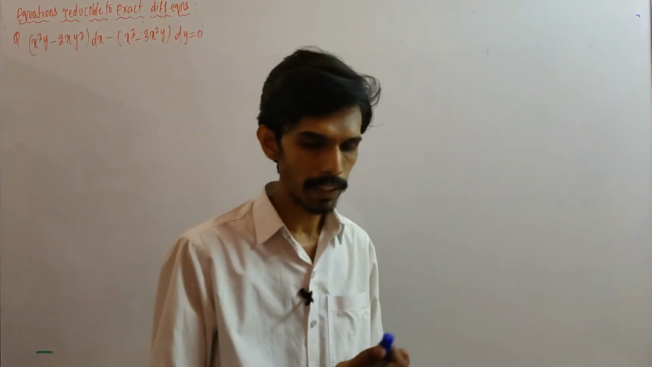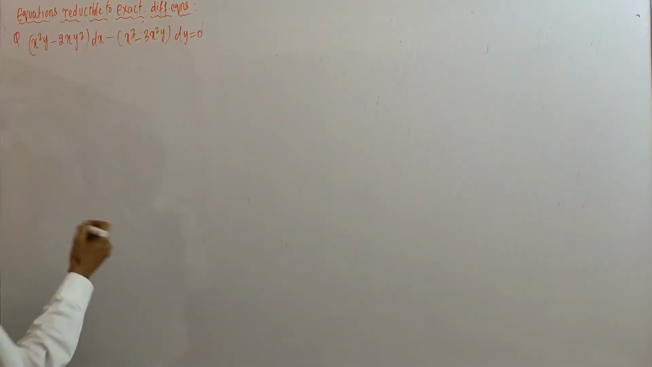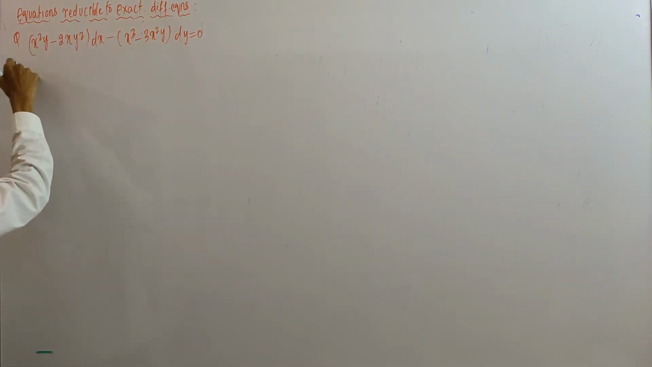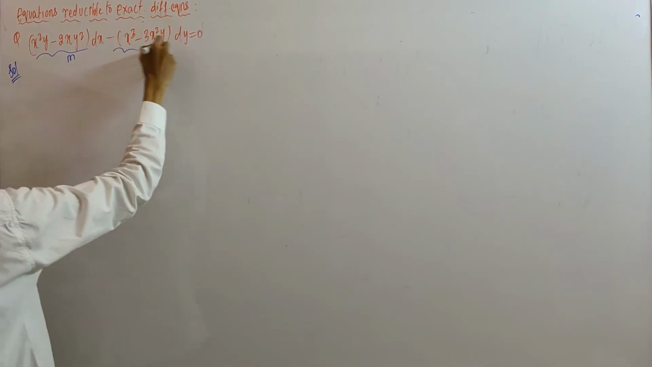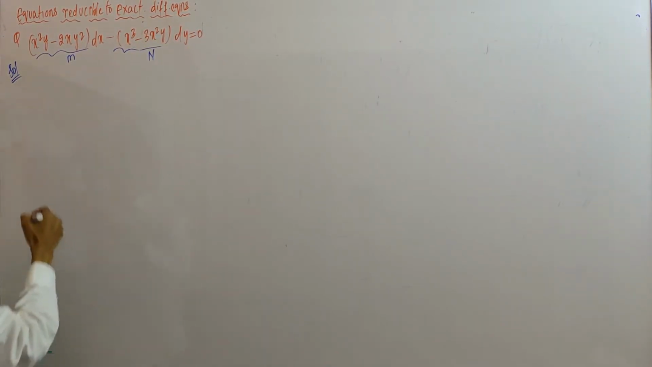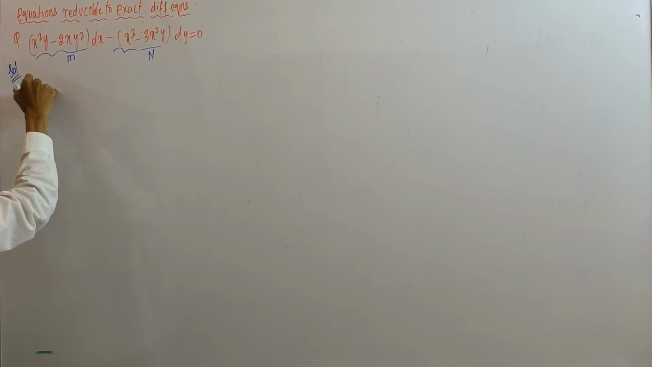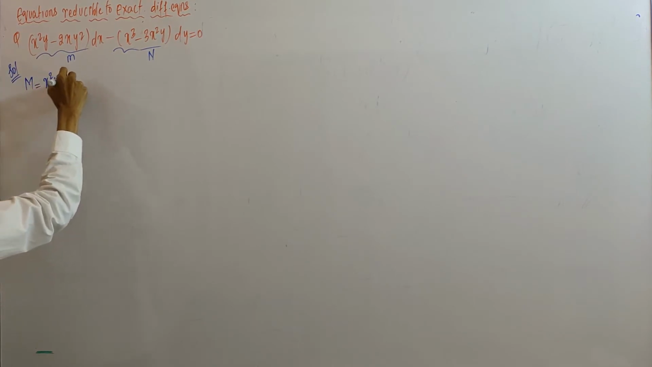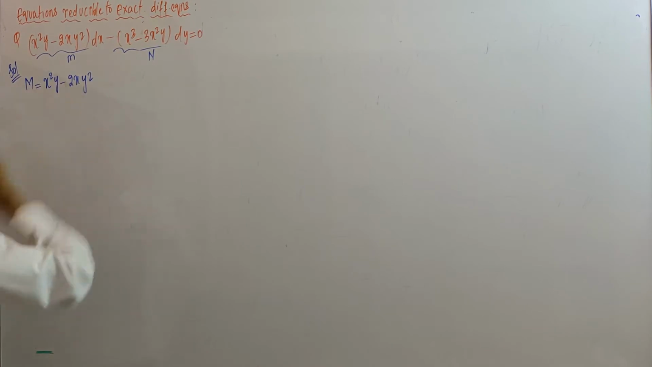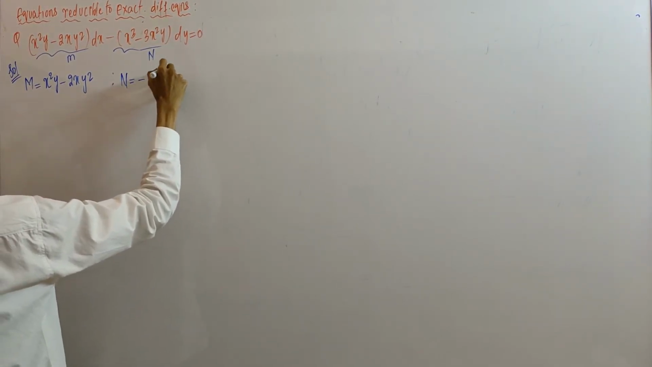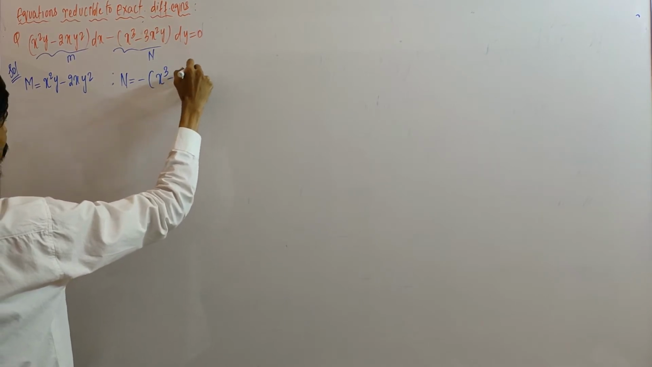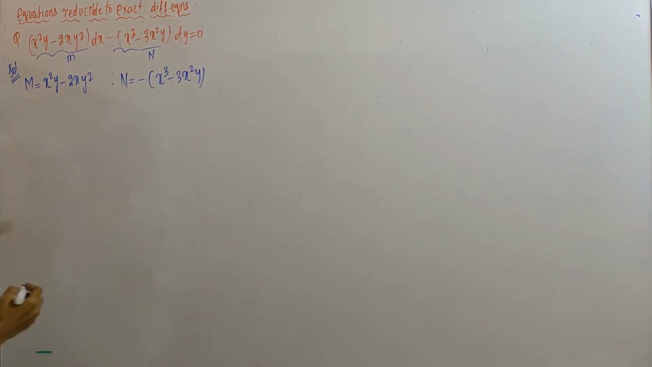Now let us see the next question. It is in the form of M dx plus N dy equals 0. So the value of M is x squared y minus 2xy squared. N value is minus of x cubed minus 3x squared y.